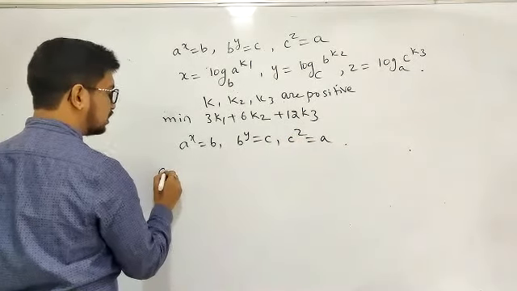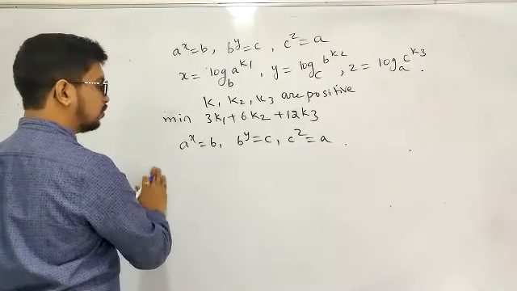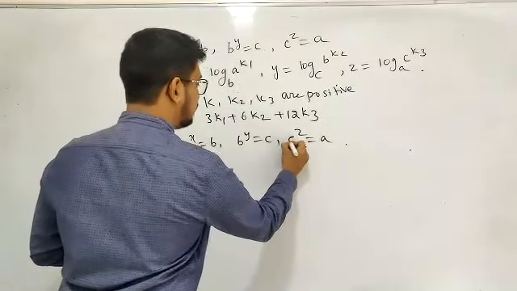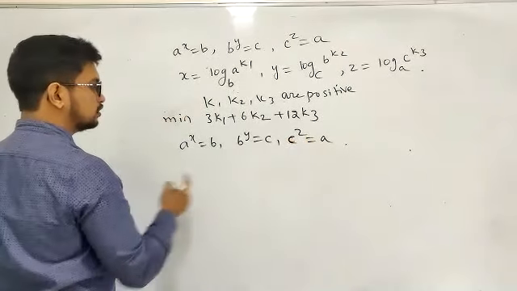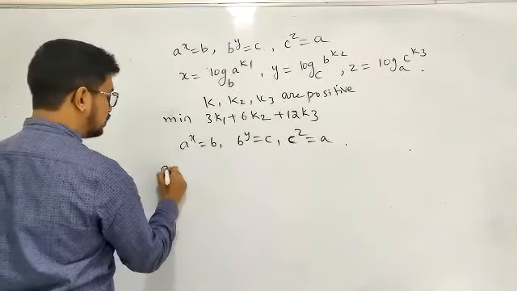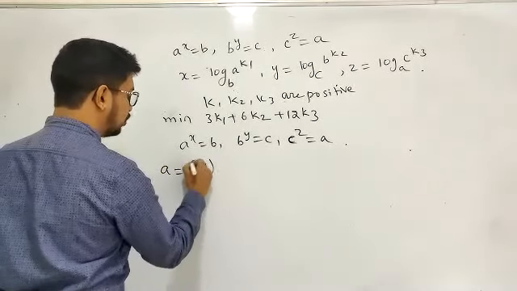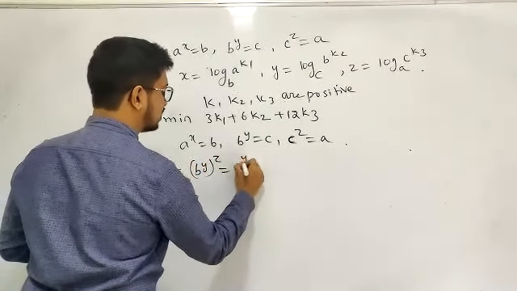So c is equal to whatever you are getting. This is c power z is equal to a. So c is already b power y. So a is nothing but b power y whole power z. So that is b power yz.